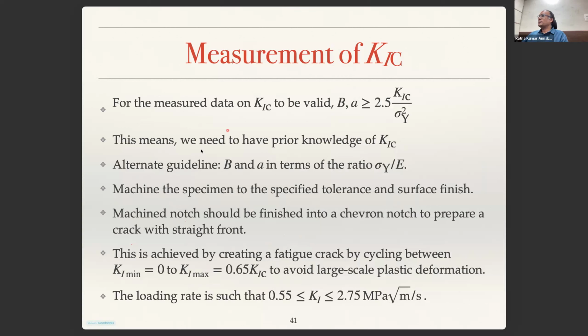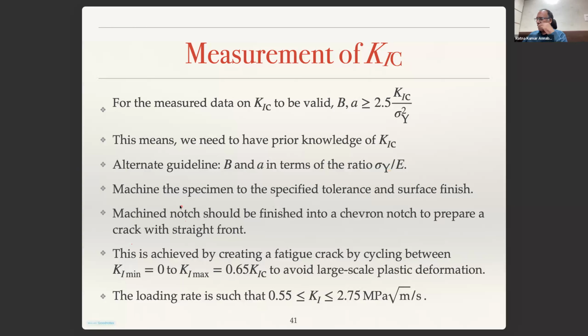Why? This means we need to have prior knowledge of K1C. If this is the case, then we need to have the prior knowledge of K1C, only then can you cut the crack length A, otherwise you cannot decide what my specimen crack should be. Hence there is an alternate guideline. You can find B and A in terms of the ratio of sigma y by E. So there are several guidelines. You will follow those guidelines.